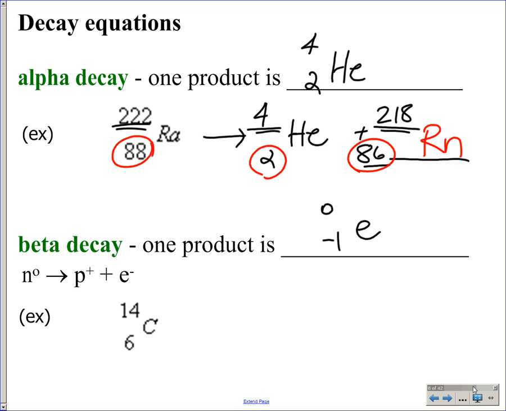So you've got this neutron in the nucleus, and the neutron, when it undergoes beta decay, turns into a proton and an electron, and that electron gets ejected as a beta particle. The proton stays in the nucleus. So this is what happens.